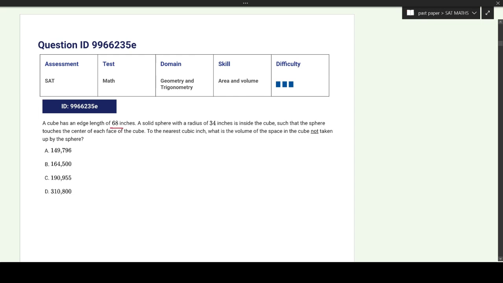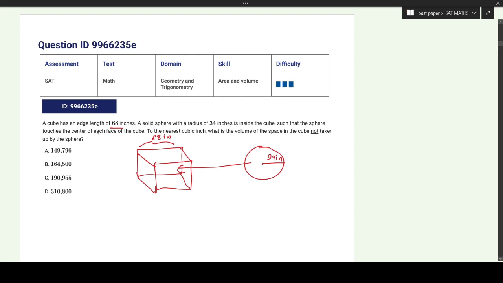A cube has an edge length of 68 inches. Let's make a cube here. This is 68 inches. Okay. Then a solid sphere with radius 34 inches is inside the cube, such that the sphere touches the center of each face of the cube. To the nearest cubic inch, what is the volume of space in the cube not taken up by the sphere?